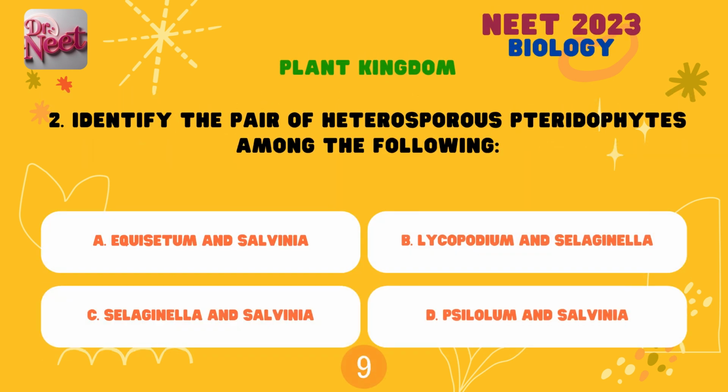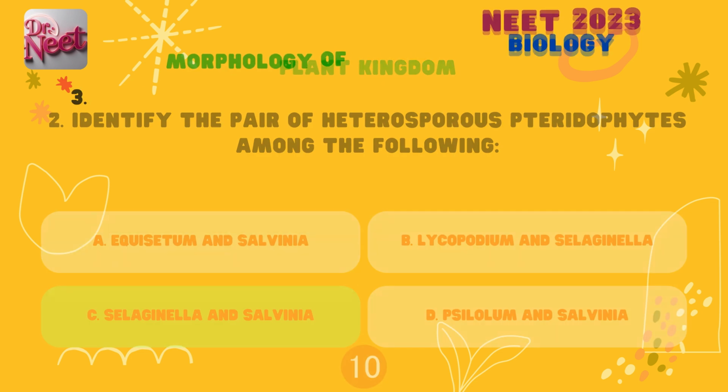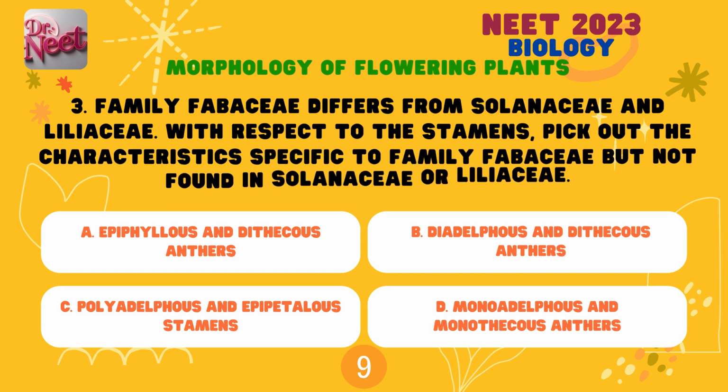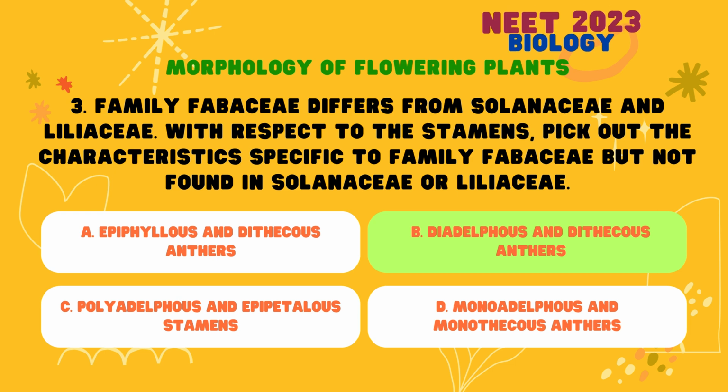Identify the pair of heterosporous pteridophytes among the following. Family Fabaceae differs from Solanaceae and Liliaceae. With respect to the stamens, pick out the characteristics specific to family Fabaceae but not found in Solanaceae or Liliaceae.